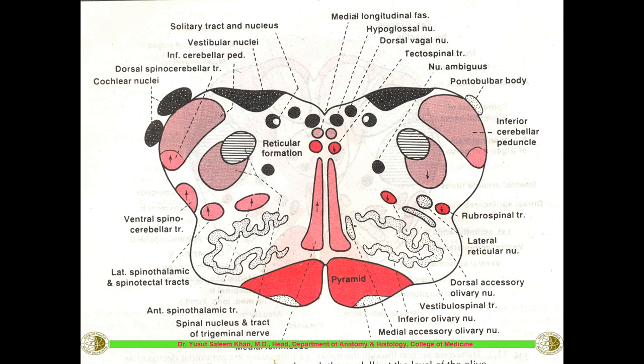Here again you can appreciate the presence of the pyramid in the front, and on the floor of the fourth ventricle you can see the hypoglossal nucleus, then the dorsal nucleus of the vagus, then this is the solitary tract as well as the nucleus, and here you can see the vestibular nucleus. This is the inferior cerebellar peduncle, which is also called the restiform body, and here you can see the nucleus ambiguus, which is the motor nucleus of the 9th, 10th, and 11th nerves. Here you can see the trigeminal nucleus and this is the trigeminal tract. So all these are some of the important structures present on the dorsal side.